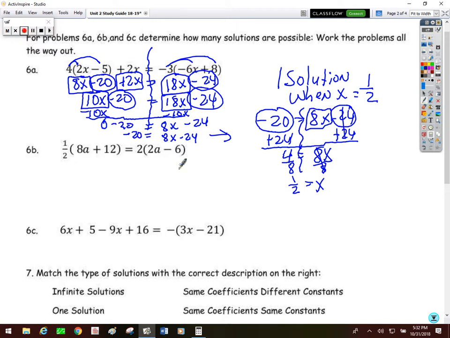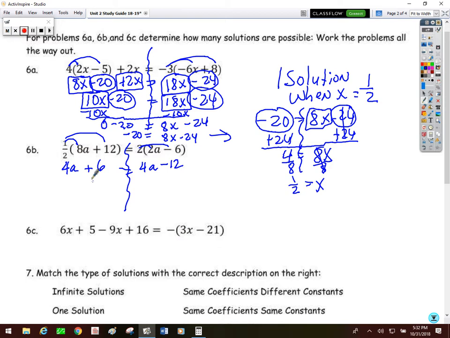So that's a one solution problem. Let's see what this next one is. All right, so we're going to distribute here. Well, I can use my calculator for 1/2 times 8, but I know half of 8a is 4a. Half of 12 is 6. All right, if I distribute here, I have 2 times 2 is 4a. 2 times negative 6 is negative 12.